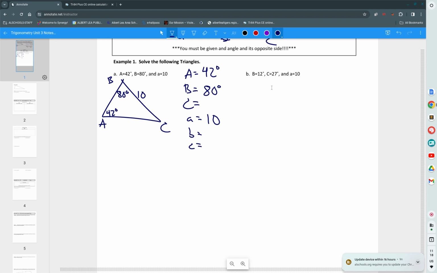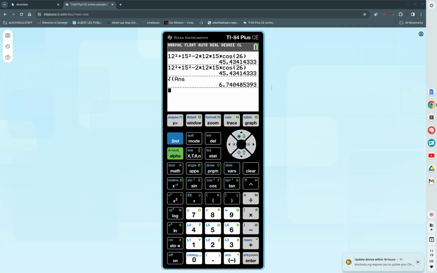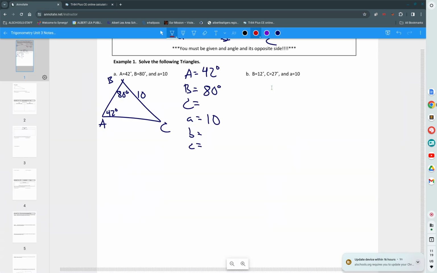Okay. What's the easiest thing up here to find right now? Angle C. How come? Because they all add to 180. So it used to be that angle C was always a 90-degree angle. That's not the case anymore. So we're going to go on our calculator and we're going to do 180, and we're going to subtract 80, and we'll subtract 42. And we get 58 degrees. So I have all three angles.